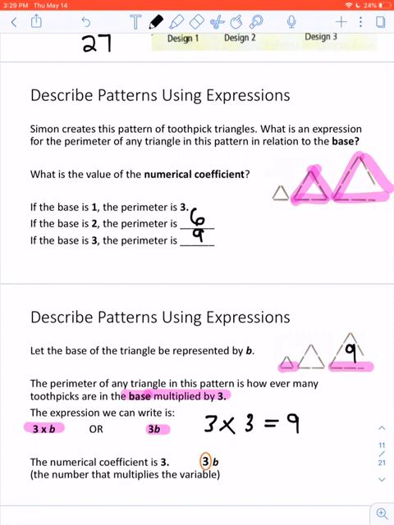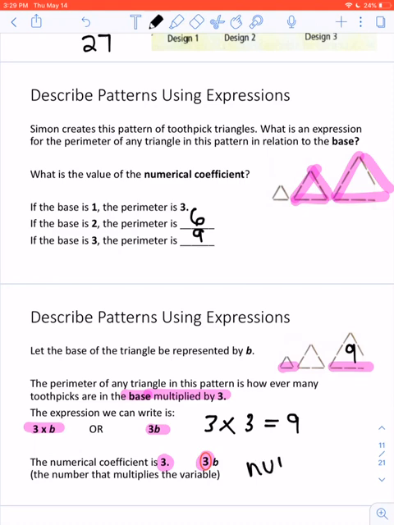The numerical coefficient is 3. Remember, all that means is what number is in front of the variable. The variable is b, the letter. The numerical coefficient, you can just think of it because you can kind of see the word number.